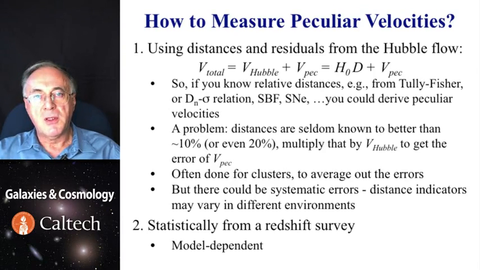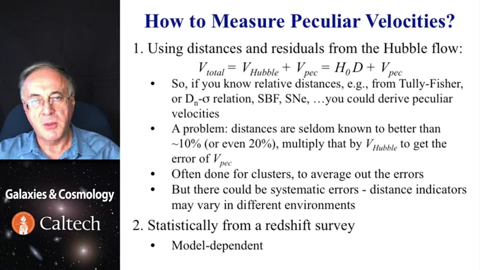Sometimes we measure distances not to individual galaxies, but to the clusters to which they belong. In that way, we can average the measurement over a large number of galaxies and improve the corresponding measurement for the entire cluster. So measuring distances to galaxies is very tricky, as you probably recall from an earlier chapter.